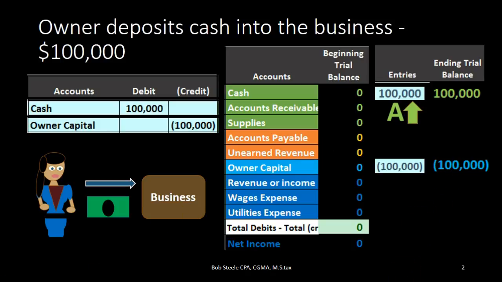What happens to our account equation then? Well, assets went up and liabilities, nothing happened. Equity went up. Assets equal liabilities plus equity. The asset half went up. The equity section went up.